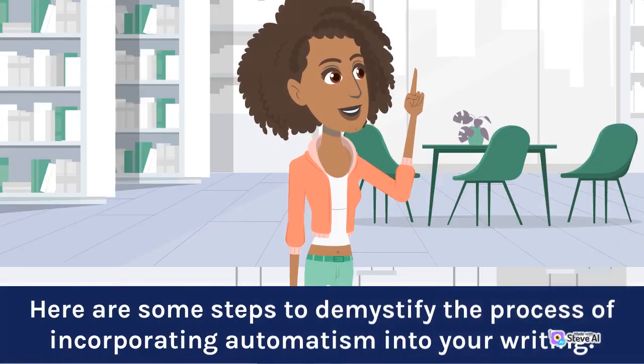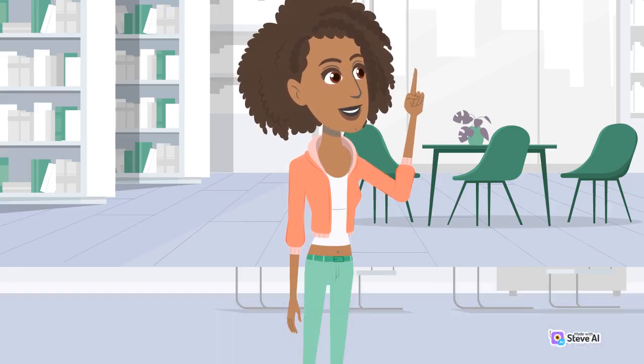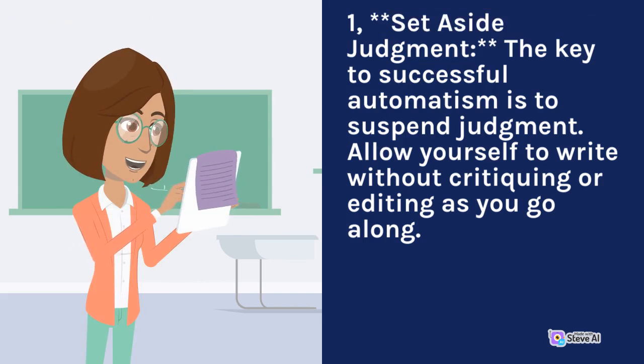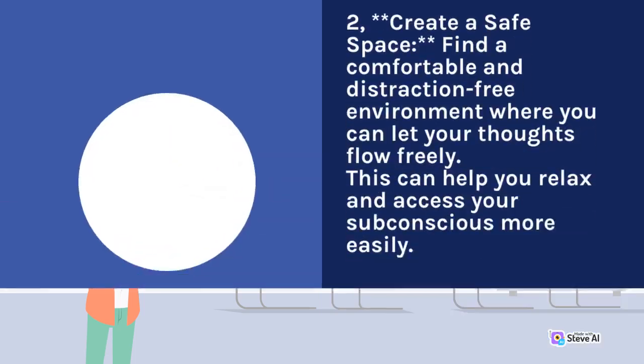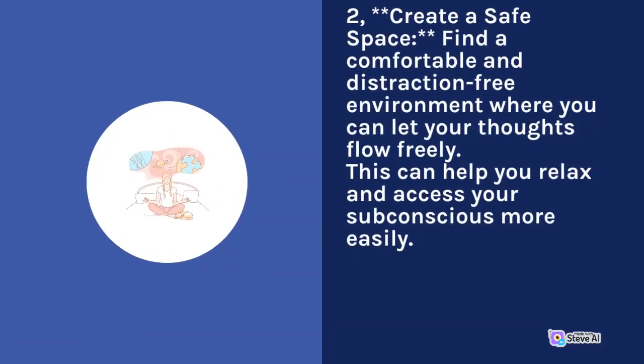Here are some steps to demystify the process of incorporating automatism into your writing. 1. Set aside judgment. The key to successful automatism is to suspend judgment. Allow yourself to write without critiquing or editing as you go along. 2. Create a safe space. Find a comfortable and distraction-free environment where you can let your thoughts flow freely. This can help you relax and access your subconscious more easily.